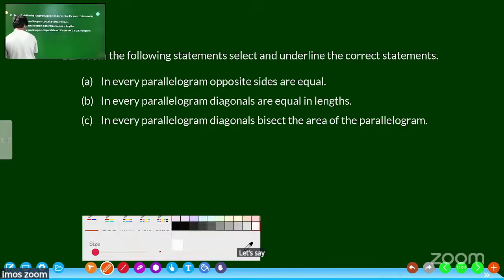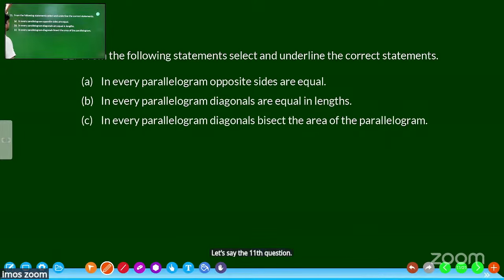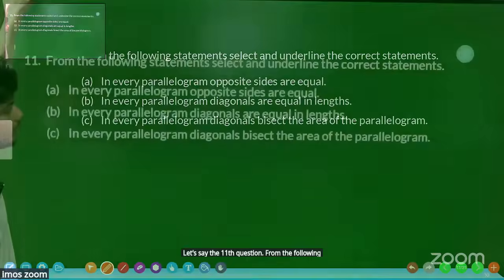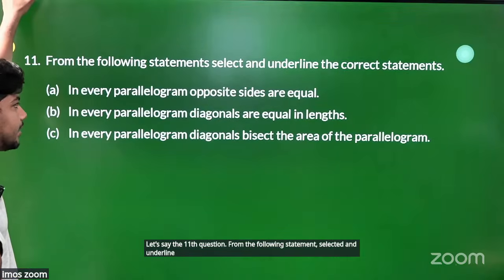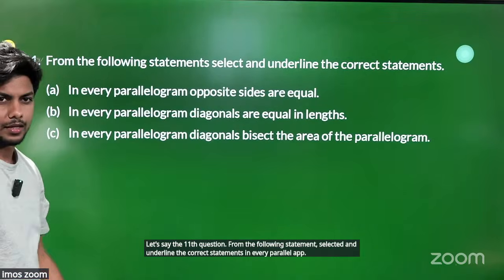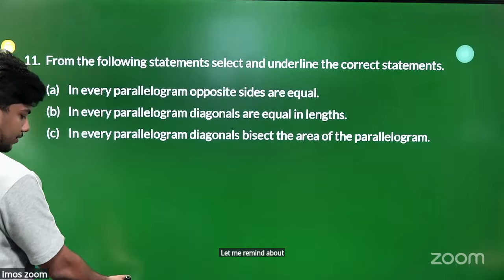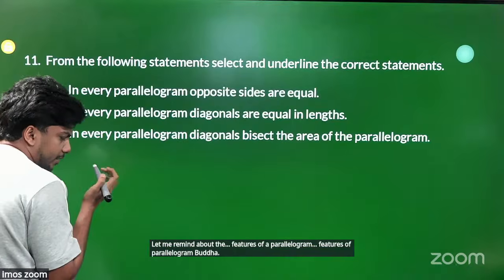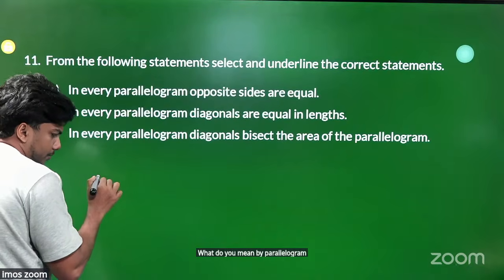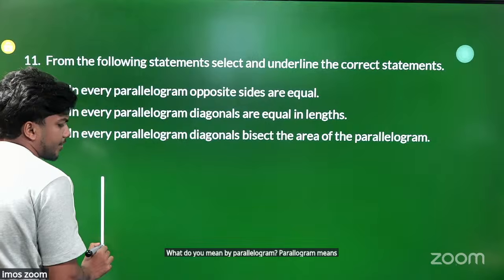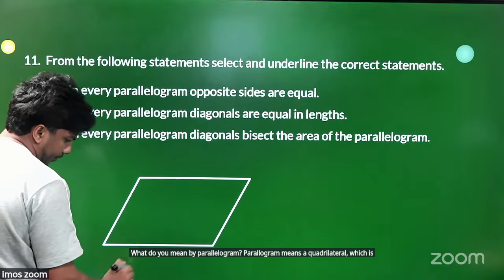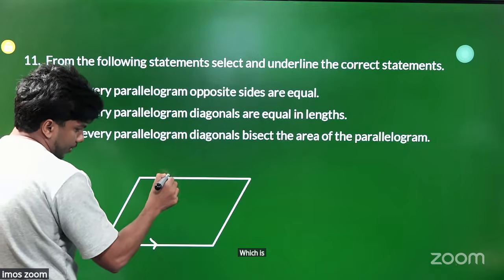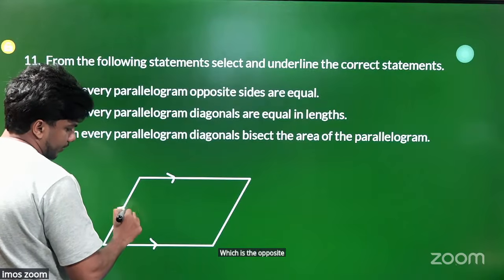Let's see the 11th question. From the following statements, select and underline the correct statements about every parallelogram. Let me remind you about the features of a parallelogram. What do you mean by a parallelogram? A parallelogram means a quadrilateral in which the opposite sides are parallel.